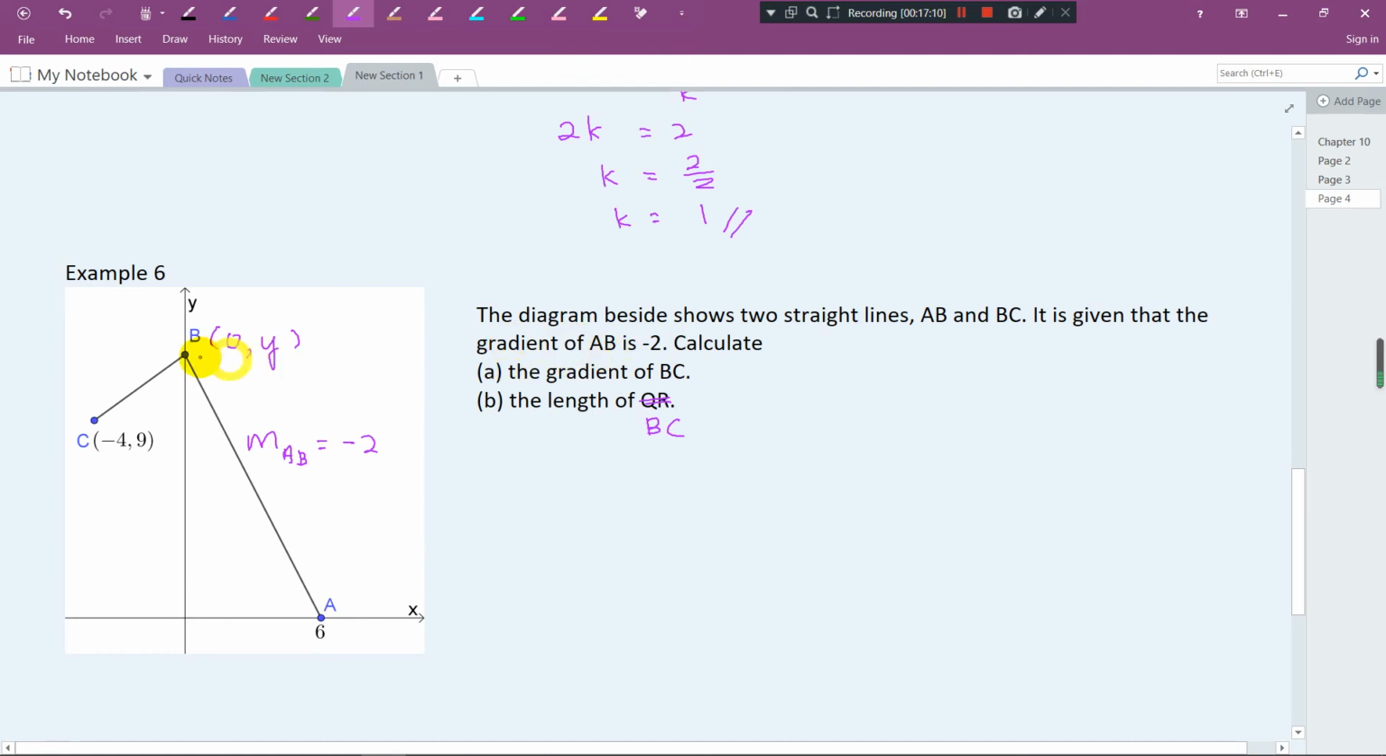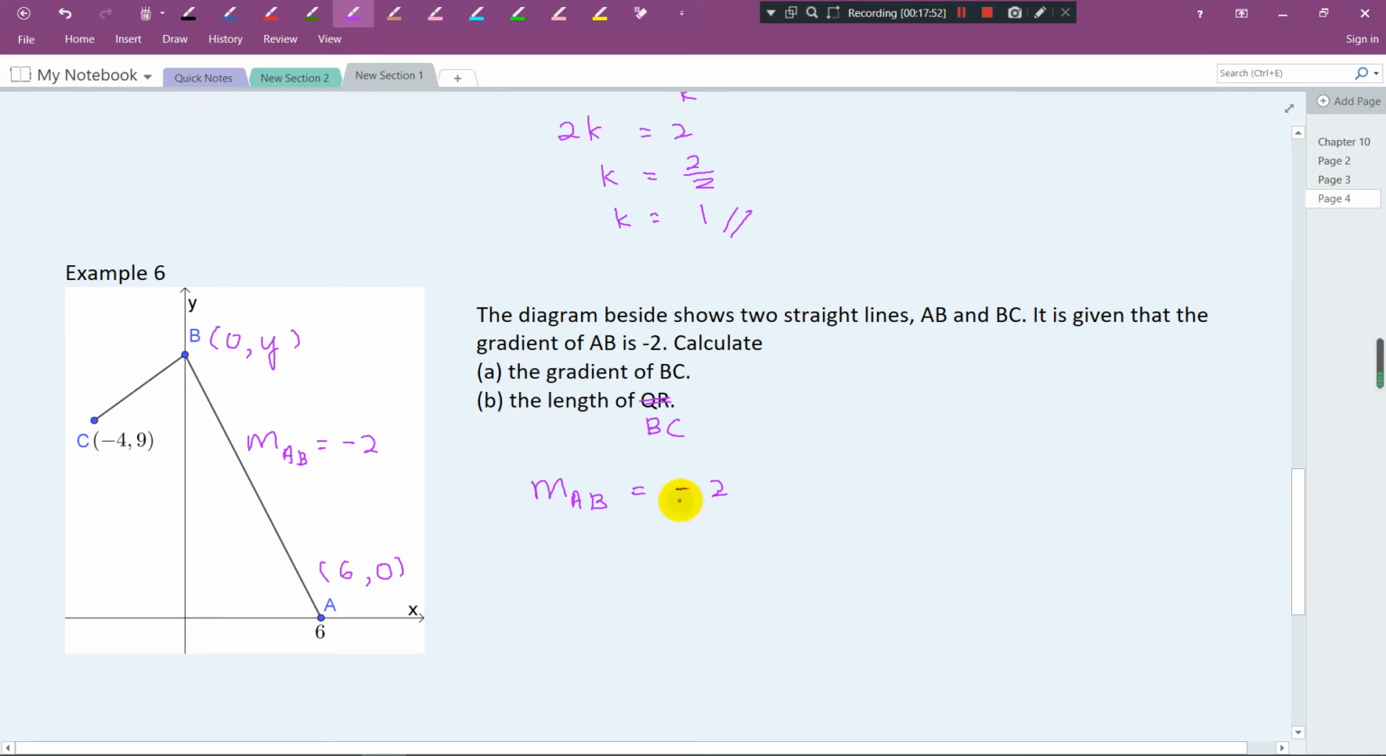So the question tells us that the gradient of AB is equal to negative 2. We can use this information to help us to get the y. Now we try to think, how do we get the gradient of AB? The gradient of AB is y2 minus y1 divided by x2 minus x1, right? So we also need the coordinate of point A. Or you want to use another formula, negative y-intercept over x-intercept also can. On x-axis, y equals 0. And this is 6.